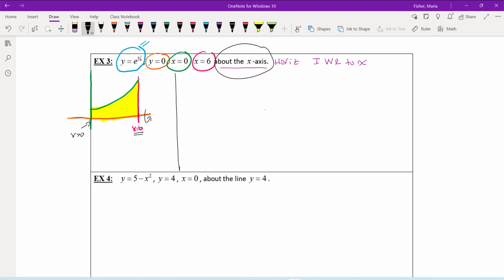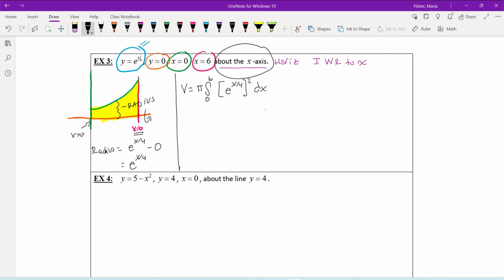So we can say that my volume is equal to pi times the integral from 0 to 6. And now I need to determine what is the radius. Well, remember the radius is always perpendicular to your axis of rotation. So in this case, my radius is going to be the blue line down to the orange line, which is e raised to the x over 4 minus the orange, which is 0. And I don't need that minus 0, so we're just going to say e raised to the x over 4. My radius is e raised to the x over 4 quantity squared dx.